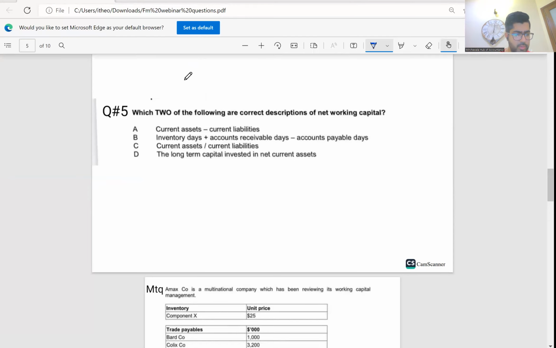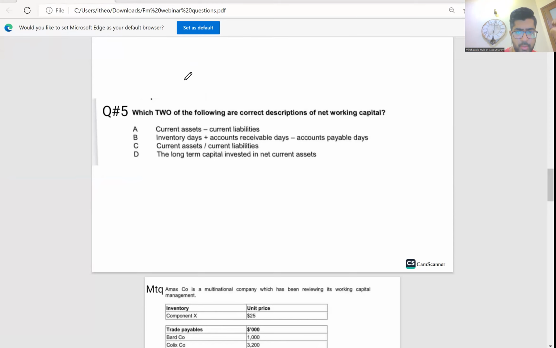Okay, now MCQ number 5. After that, we'll move towards an MTQ. Which two of the following are correct descriptions of working capital? So, working capital is the capital required for day-to-day operations. Normally, it is the difference of current assets minus current liabilities. So, A is definitely correct.